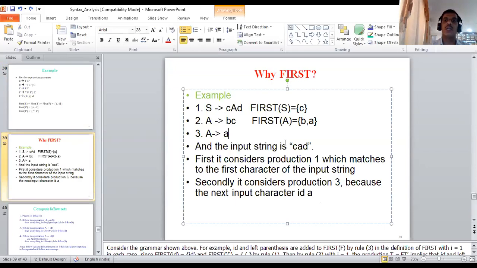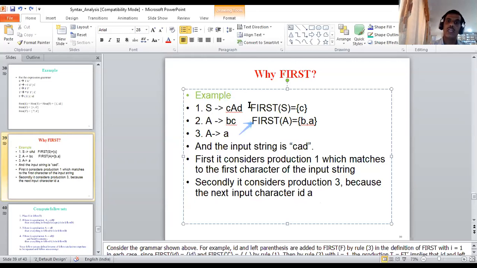Now assume that my input is CAD. I said my production starts from where? From the starting symbol. So then I replace this S by what? CAD. Why am I going to replace this by CAD? Because my first symbol on the right hand side, as well as my input symbol, is also C. That's why I'm using this CAD.